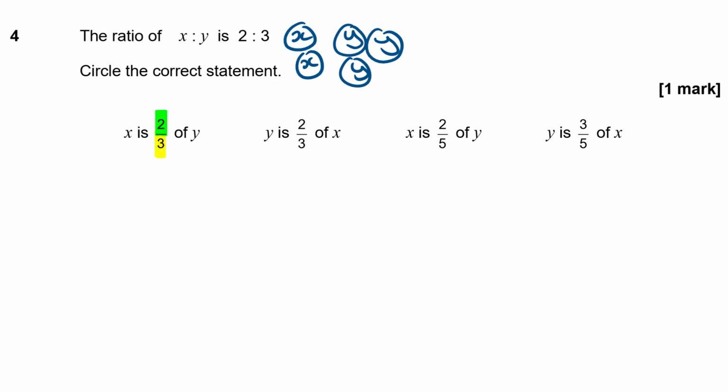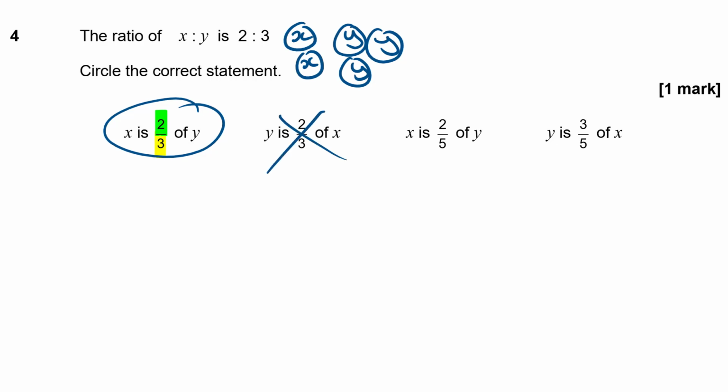If I take 3, divide it by 3, times it by 2, I'll get 2. So that statement is correct. Now let's just check the others. So if I had y is 2/3 of x, well, I've got 2 x's. If I divide it by 3, I'm not going to get a very nice number. I'm going to get 2/3. Times that by 2, I'm going to get 4/3. So that doesn't work.